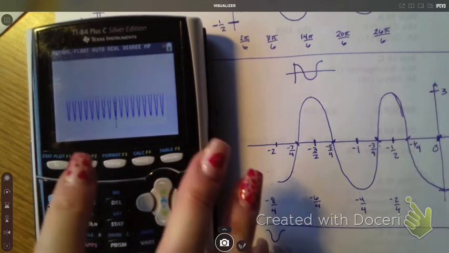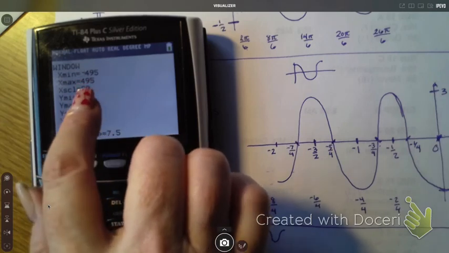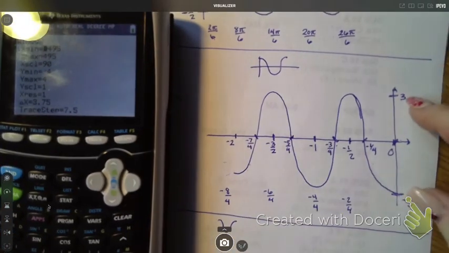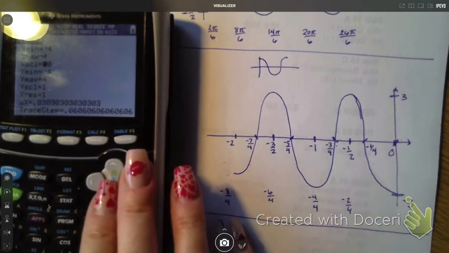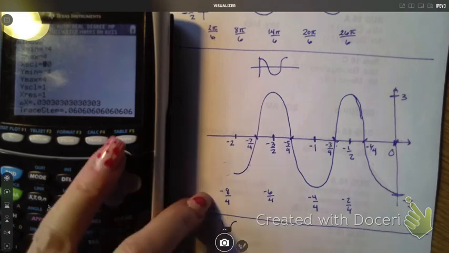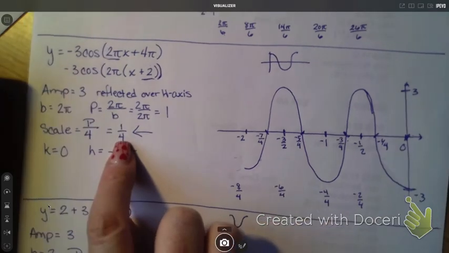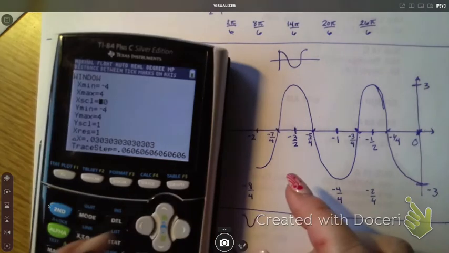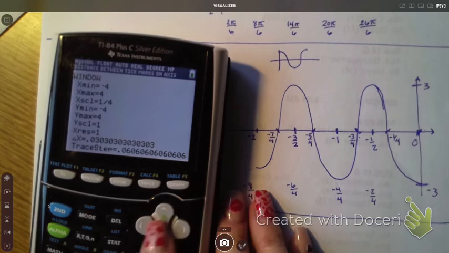Okay, if you go to your window, we obviously don't need from -495 to 495. We only need to what? 3 to -3 on the Y's. So let's do -4 to 4. Give yourself a little bit of room. I don't think our scale needs to... what was our scale on this one? Pi over 4. It was 1/4. Right here, scale. So put your scale as 1/4. You can put 1 divided by 4 and it will figure it out if you can't.